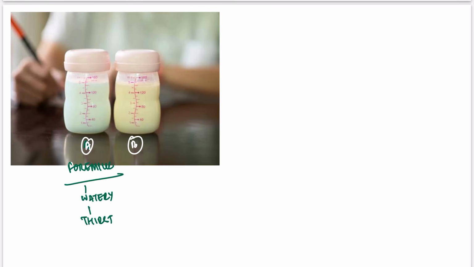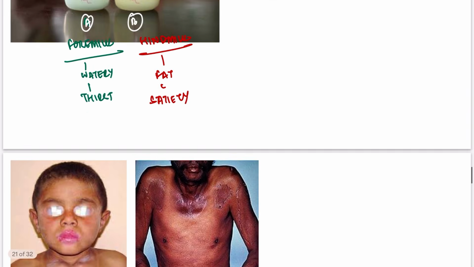On the other hand, B section, it is hind milk. It is expressed in the later half of the feeding session. This is more fatty. It is meant to provide satiety to the baby. Right? So remember, foremilk and hind milk.